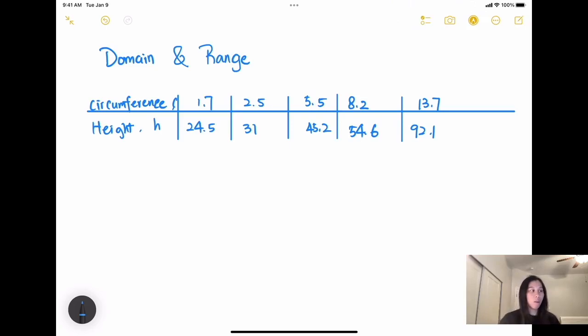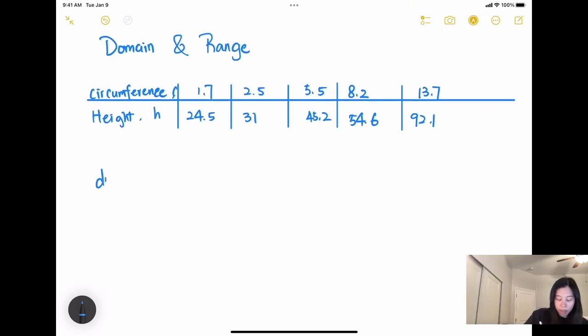So while there is a strong relationship between these two, it would certainly be ridiculous to talk about a tree with a circumference of negative 3 feet, right? Or a height of 3,000 feet. When we identify the limitation on the input and output of a function, we determine the domain and the range of a function.